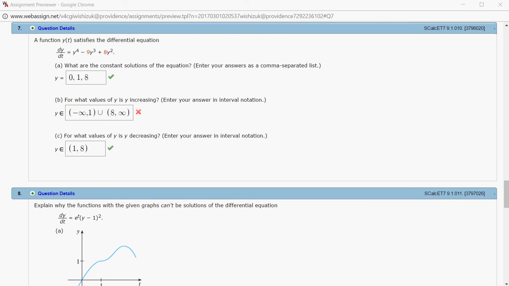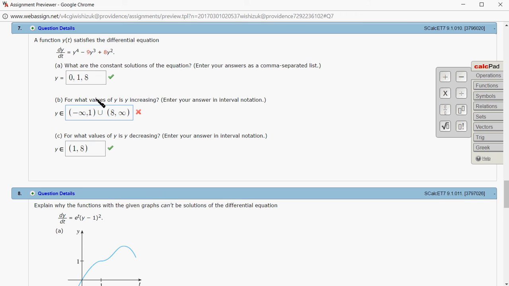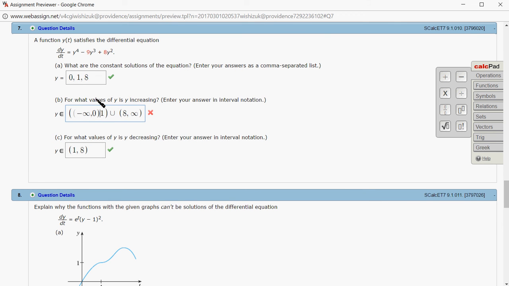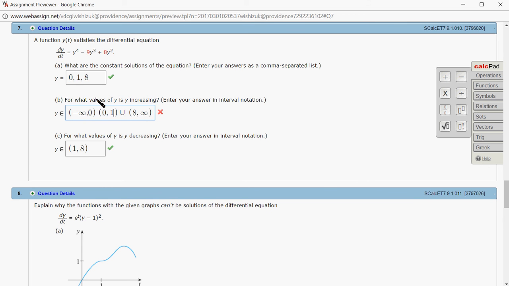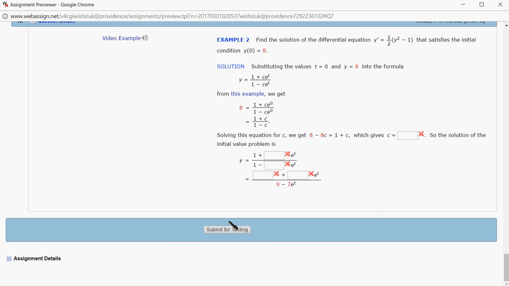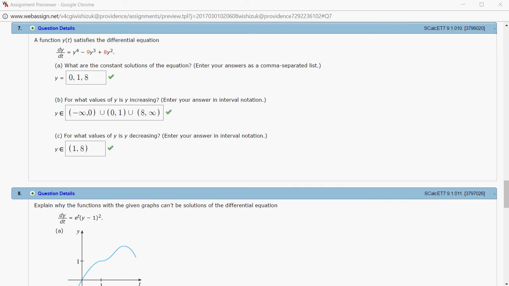It looks like it doesn't like it. Maybe what I need to do is split this at 0, so we're going to have 0 to 1. Maybe that's what they were looking for here. Then I'm going to put the union sign here. Hopefully this will take it. Submit for testing. It came back and it looks like that's what we needed.